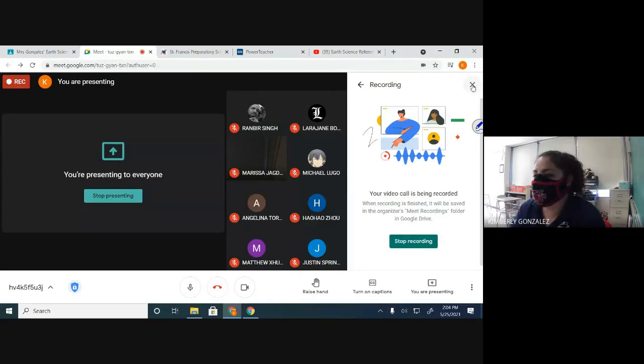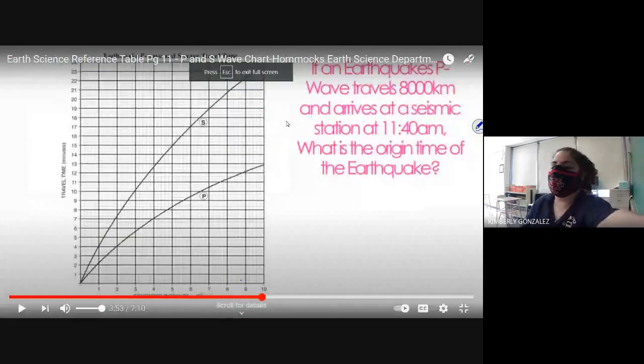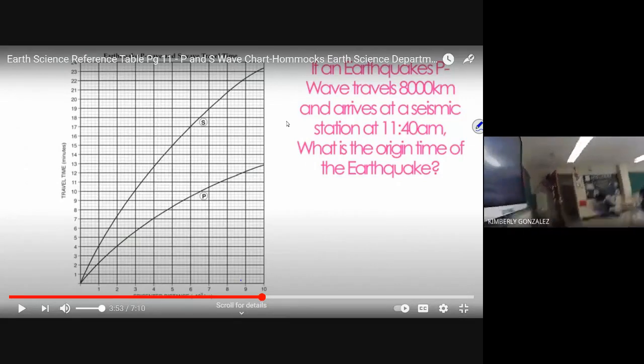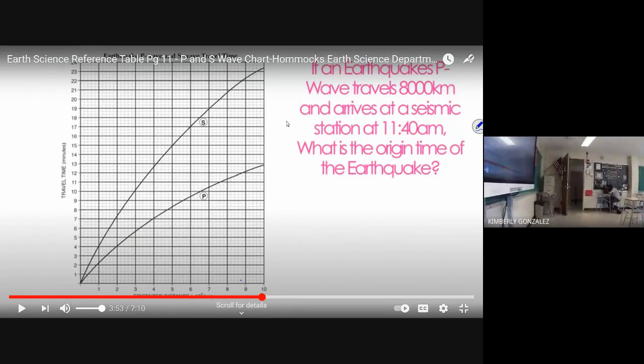All right, guys. So what we're going to do is continue to work on the P and S wave chart here, page 11 of your reference table. The last question that we did was this. Did we write out our given list for this?